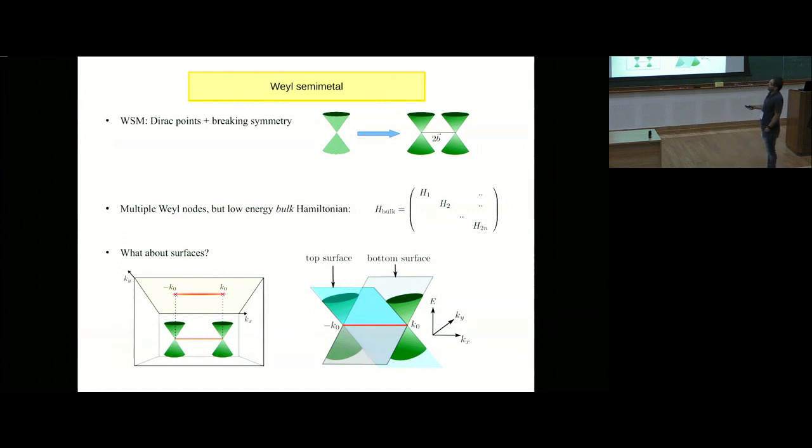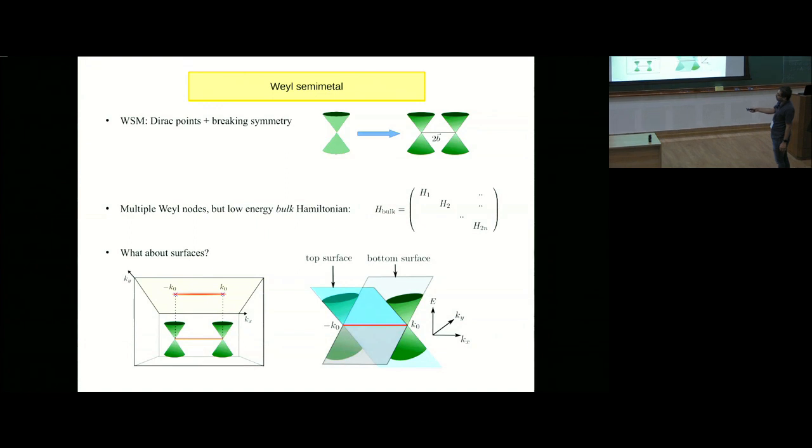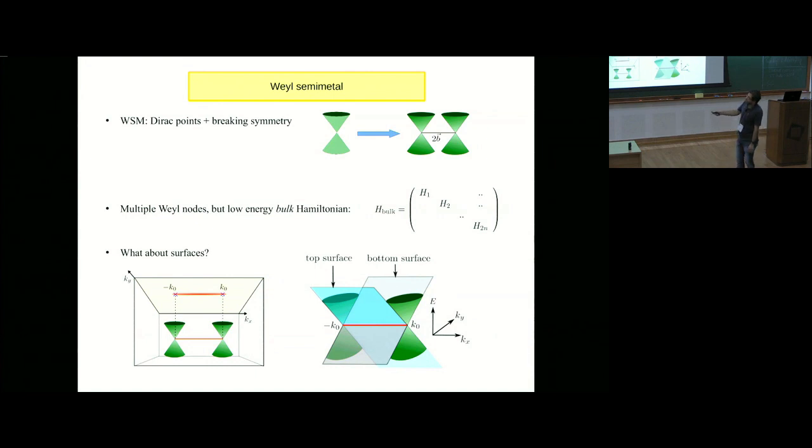So essentially the bulk of a Weyl semimetal would be a system where you have a lot of such Weyl nodes which are diagonal. So your bulk will not connect between the Weyl nodes. Each of the Weyl nodes will contain Weyl excitations near the Weyl nodes. Now what is interesting is that this bulk H1, H2 to H2n, these Hamiltonians, each of them is some Weyl equation.